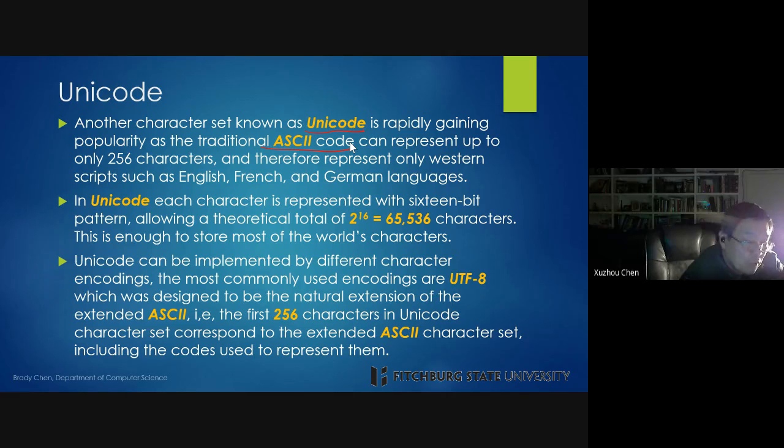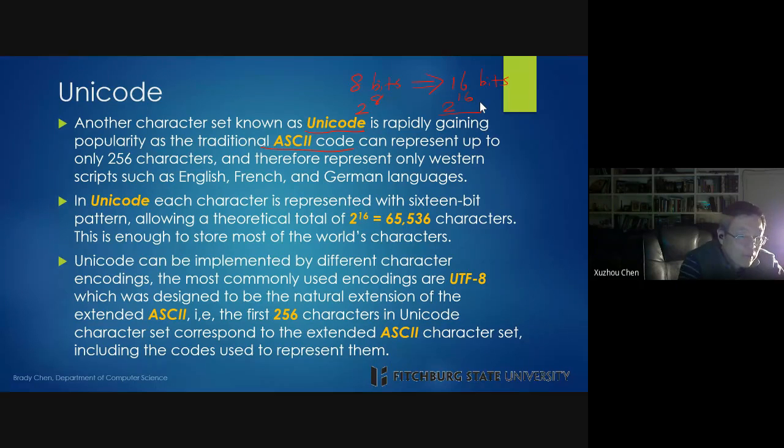So instead of 8 bits for the ASCII code, Unicode uses 16 bits. Now, what does that mean? With 8 bits, you can represent 2 to the 8 different characters. 16 bits basically means 2 to the 16. That's a big increase, right? Can you imagine that? If you just increase 1 bit, you double the characters you can represent. Now you have increased by 2 to the 8 times. So that's a very big character set.